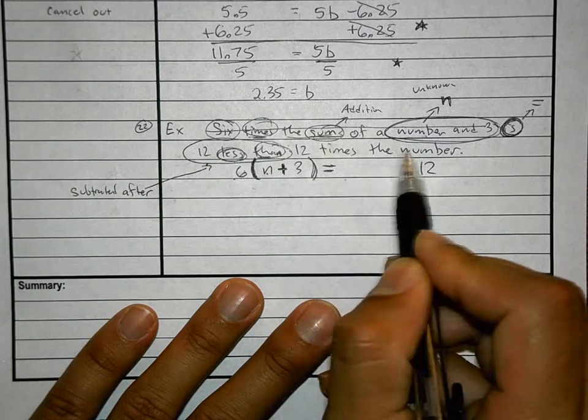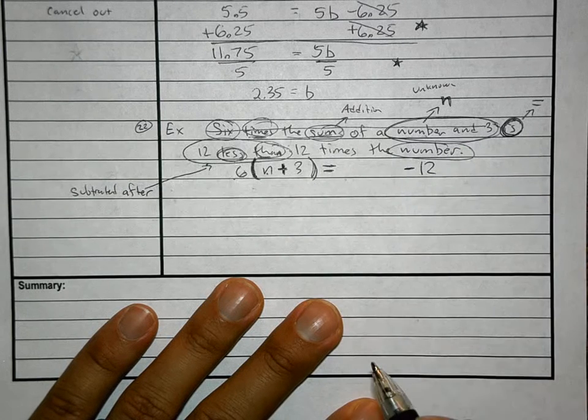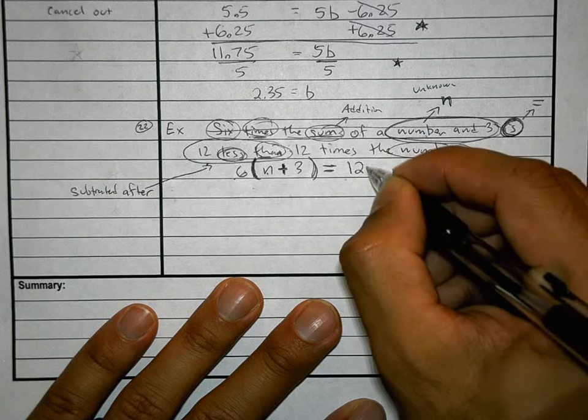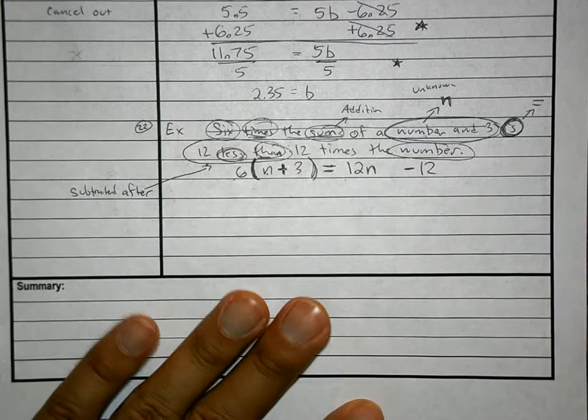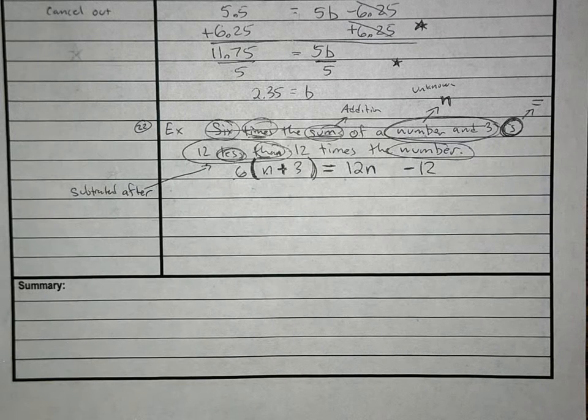12 times, what's the number again? We already wrote that down. So I'm going to write 12 times n, 12n. And here's my equation. 12n minus 12. And then from here, we start, bam, knocking it out.